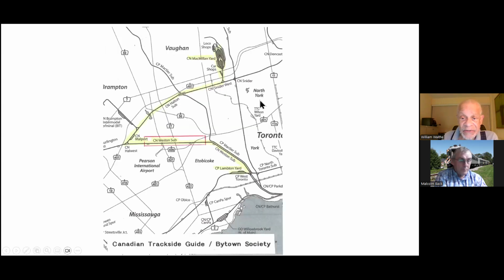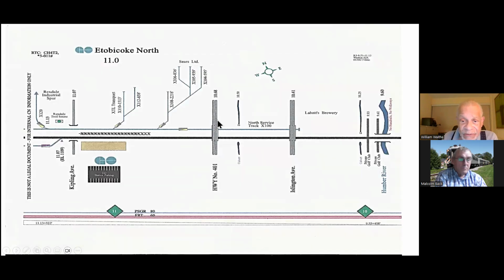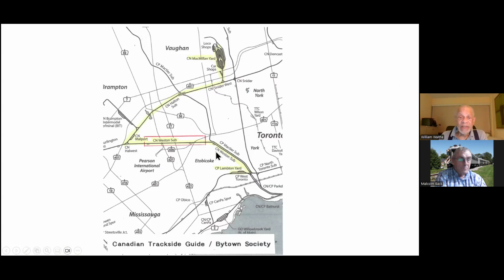This is a shot of the Weston sub. The Weston Sub is just a 12-mile section, from Halwest up to the junction with Canadian Pacific. The industries I'm modeling are in fact just a 6-mile stretch, as shown here outlined in red. Now, the faint yellow is showing the entire route.